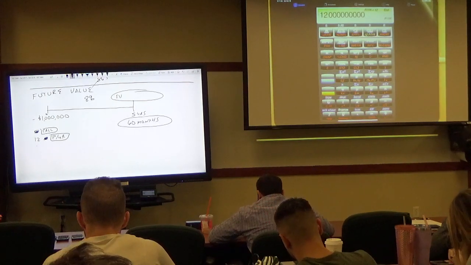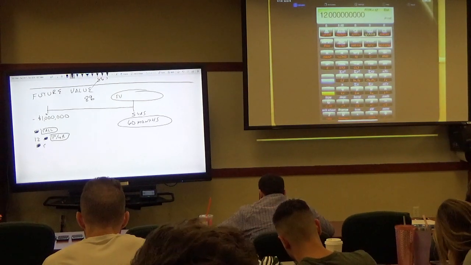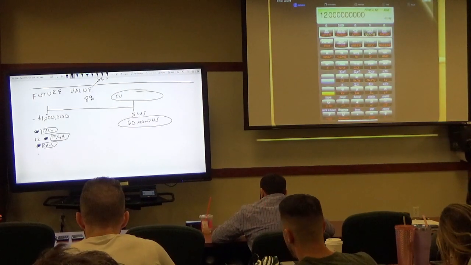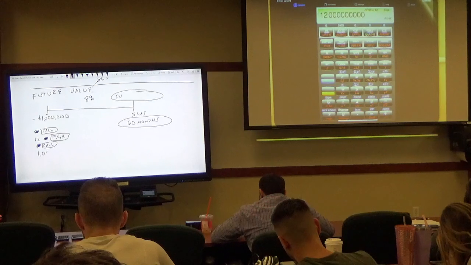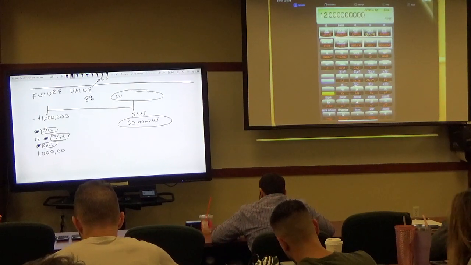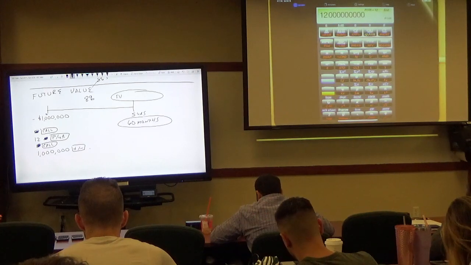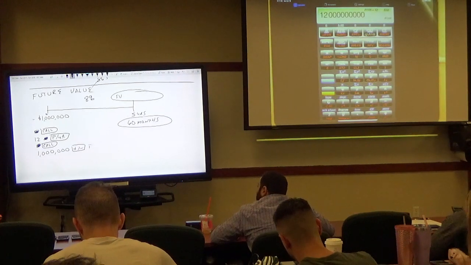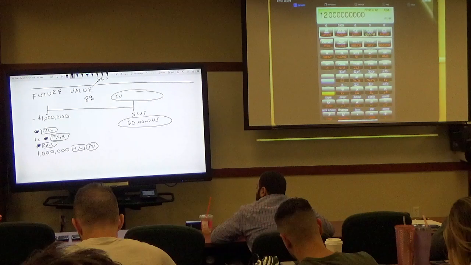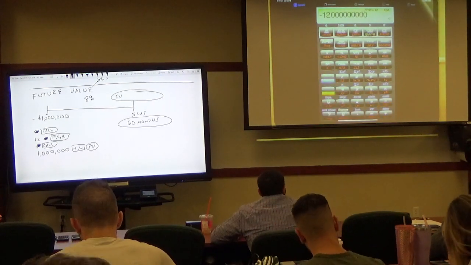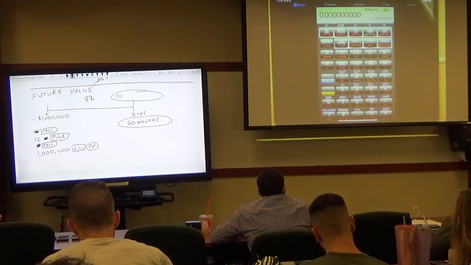All right? Clear everything again just to be safe. Make sure it's set correctly. Then we're going to put in the information. 1 million. And we're going to put this in as a negative number, so we're going to use the change sign key, which is located over here on the left-hand side of the calculator. Okay?